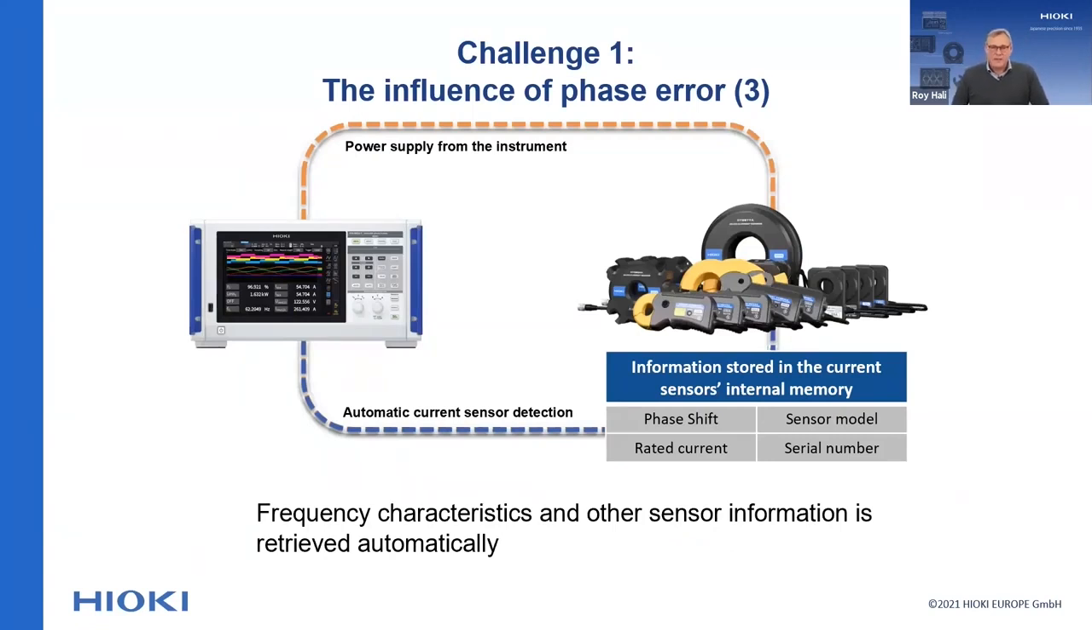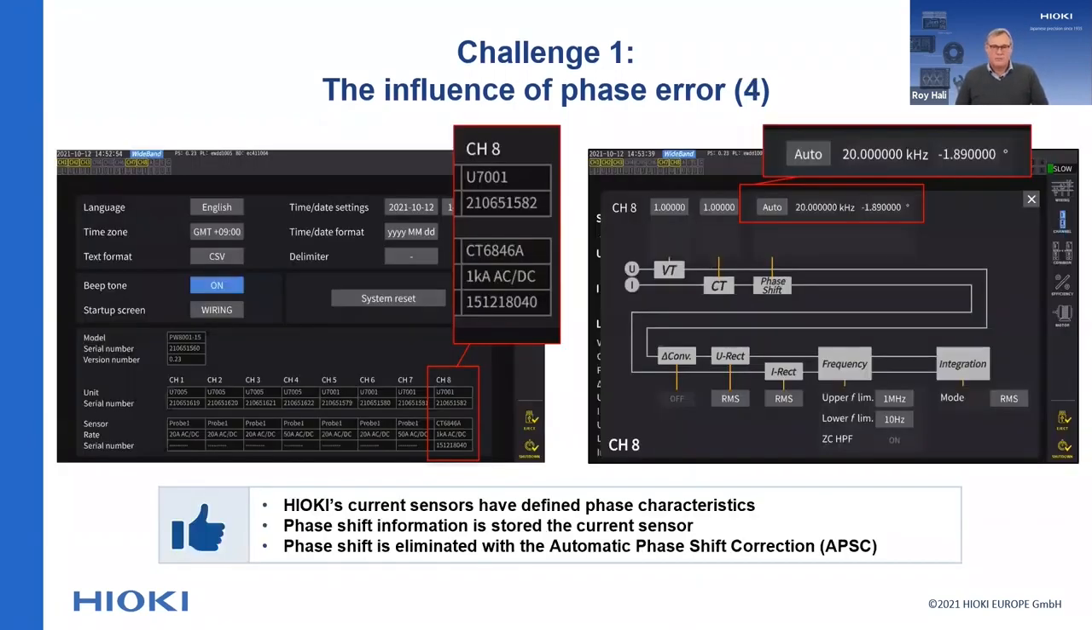The latest generation of Hioki current sensors have an internal memory which contains the model code, current range, phase error information, and serial number of the sensor. When the current sensor is connected to the new PW8001 power analyzer, it will be recognized automatically and all the relevant information will be registered in the PW8001.